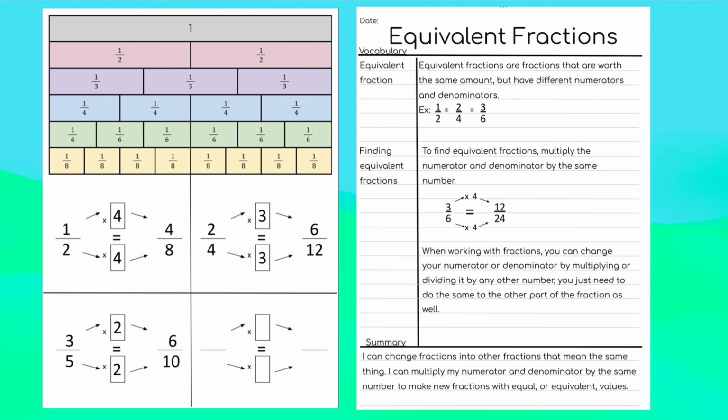Going over what we have here, we've got some vocabulary. We discussed today what an equivalent fraction was and how to find an equivalent fraction. On the left page, I have the chart for you, as well as 3 examples filled in and a space where you can make your own. For a summary, I said I can change fractions into other fractions that mean the same thing. I can multiply my numerator and denominator by the same number to make new fractions with equal or equivalent values.